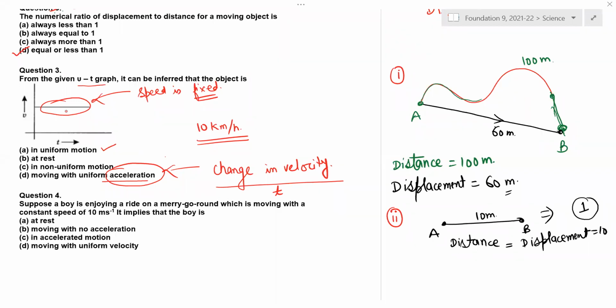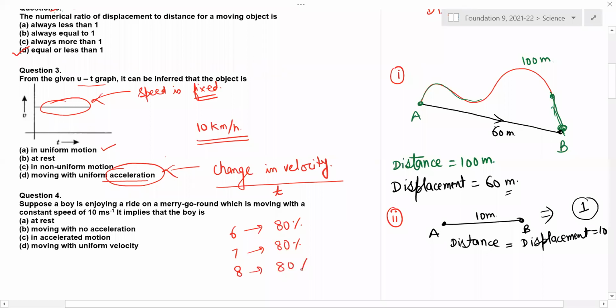For example, Tayyiba, you are obtaining in grade 6th, you scored how much? 80 marks, 80%. Grade 7th, 80%. Grade 8th, 80%. Grade 9th, 80%. So your scores are uniform. You are not changing. Understood? Yes, sir. So speed is not changing. Speed is fixed always.